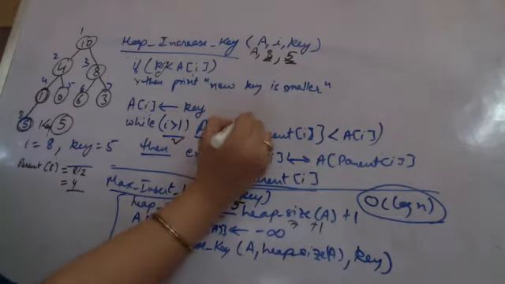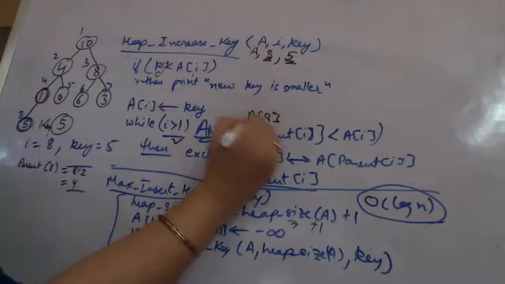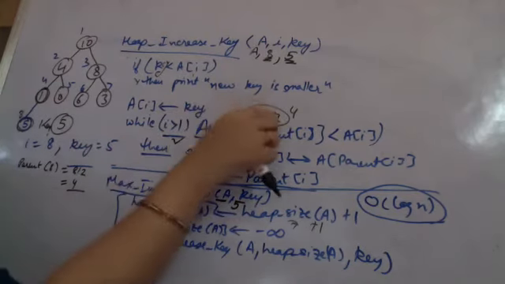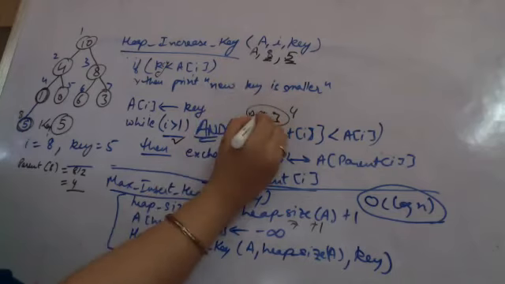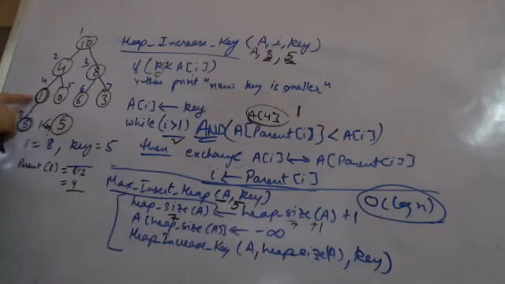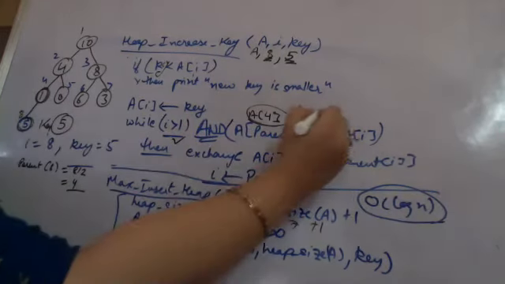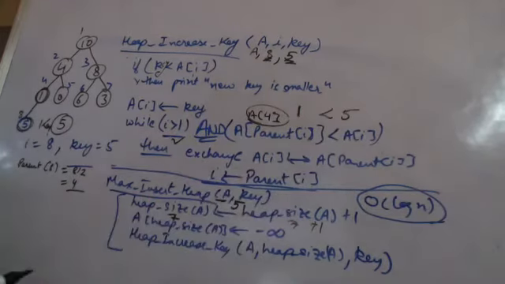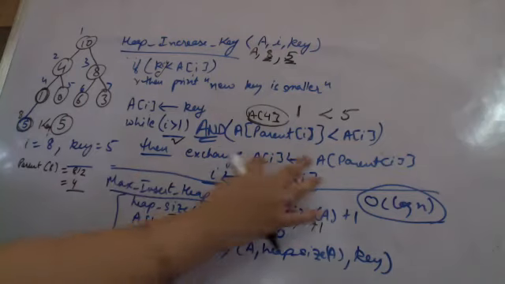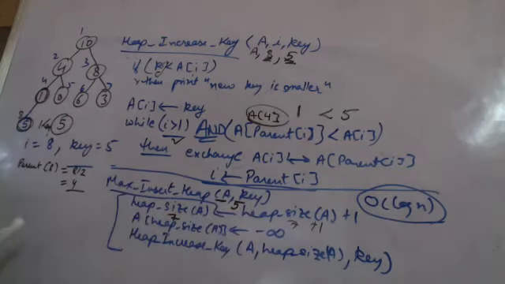Now A of parent of I, A of 4, the value is 1. The value of A of 4 is 1. Now I am checking, is this 1 less than 5, A of I, the one we inserted? Yes, it is true. That means run the loop. What do we do in the loop? Exchange these two. So I exchange 1 and 5.